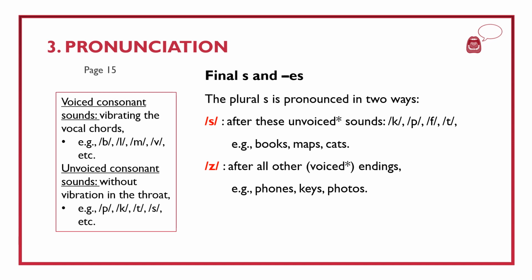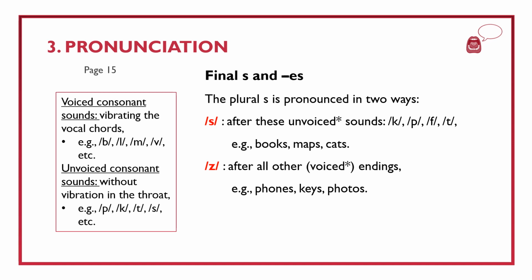Turn to page 15 again, and we have the next section, section 3, pronunciation. Before you look at a book, I want you to look at my slide because I have some information to share with you here. We have the final S and ES that we add to nouns to make plural forms. You should know that the plural S is pronounced in two ways. The first way is the S sound, and the second way is the Z sound. Okay, now let's see how.